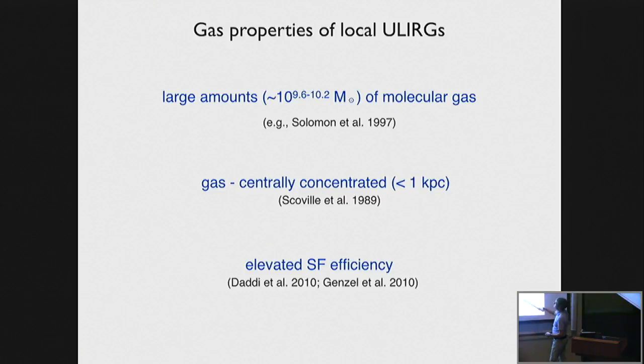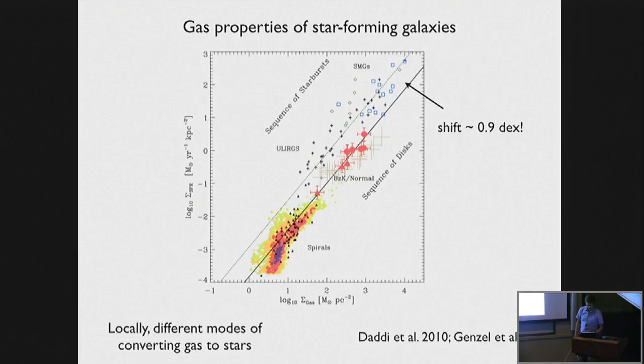So local ULIRGs are known to have large amounts of molecular gas, so we'd like to check whether this is true at high redshift. These local ULIRGs are actually very interesting in that all the star formation is nuclear. It's within a kiloparsec. So is this also true at high redshift? And they have an elevated star formation efficiency, and I'll show you what I mean in the next slide.